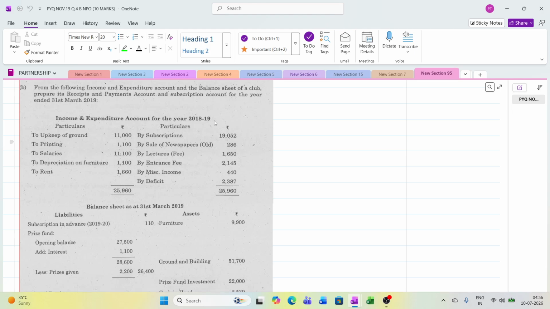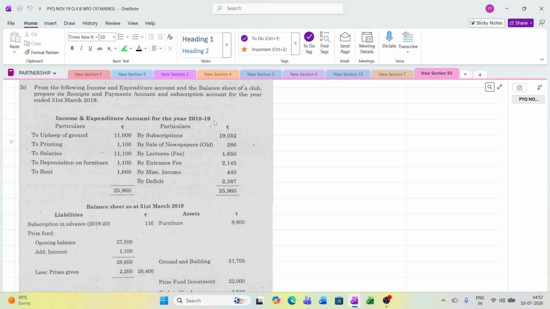So you have to be very, very careful while going through item by item to bring it to the receipts and payments account. The receipts and payments account will not have any non-cash items like depreciation or provision for bad and doubtful debts. And there will be no surplus or deficit. The receipts and payments account will start with the opening balance of cash in hand, and it will close with the balance of cash in hand.